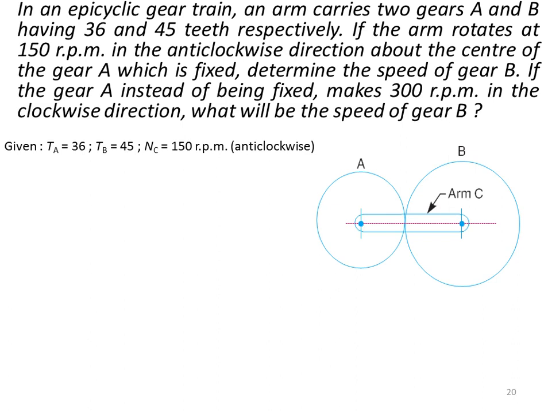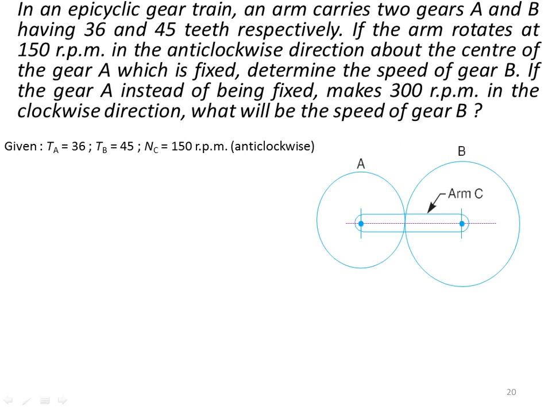So there are two cases here. Let us first understand how to start the problem. This is very important. Always the first step is to write what is given in the question. That is TA is 36 and TB is 45, and the speed of the arm, NC, is 150 rpm in the anti-clockwise direction. Whatever is given, you write down.